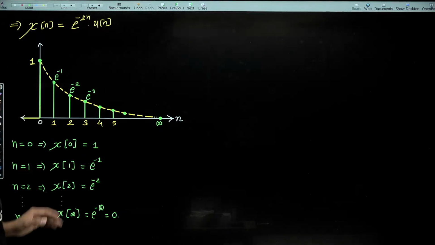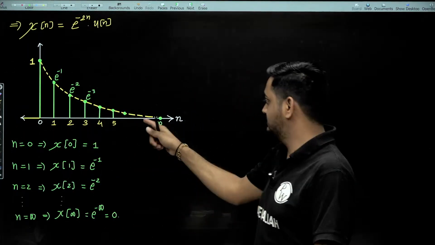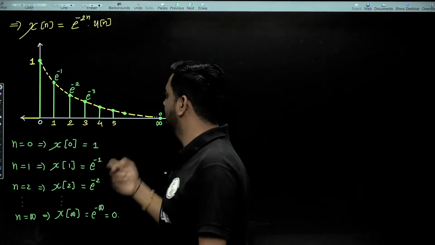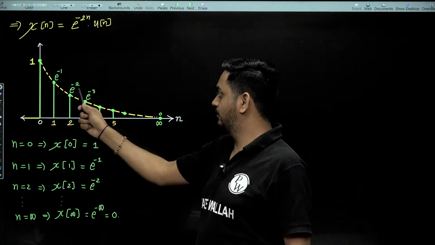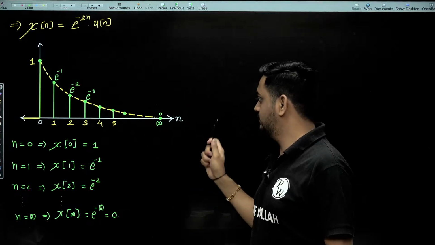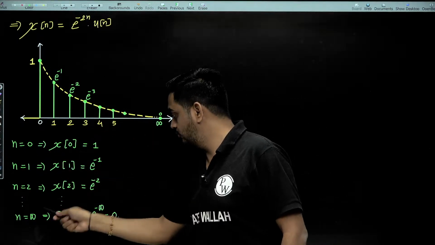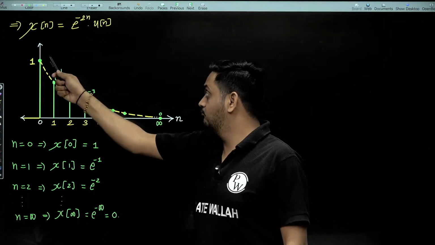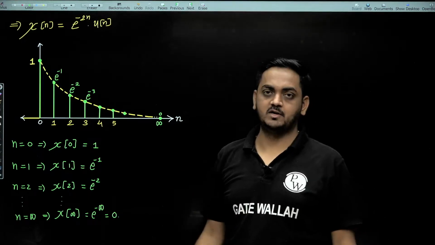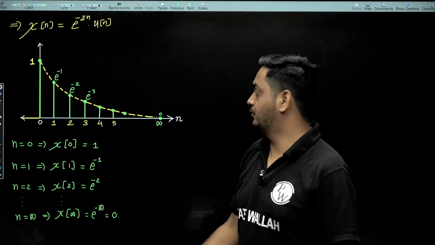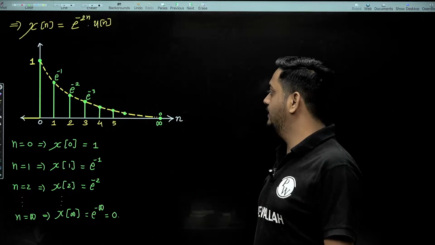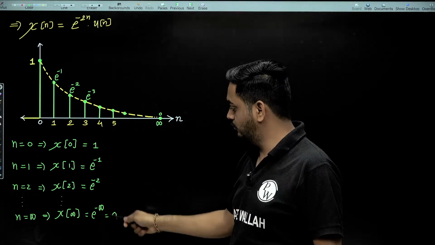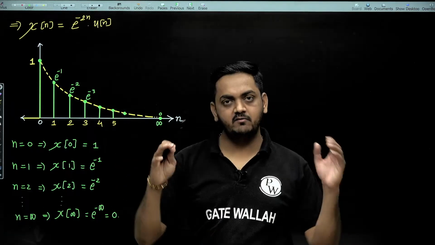So here what is time? Time is discrete. Tell me, what about amplitude, guys? Is the amplitude continuous or discrete here? 1, e power minus 1, e power minus 2. How many amplitudes are possible as you are moving from n equal to 0 to infinite? Again you can see 1, e power minus 1, e power minus 2, e power minus 3, e power minus 4, up to e power minus infinite. So there are an infinite number of amplitudes.